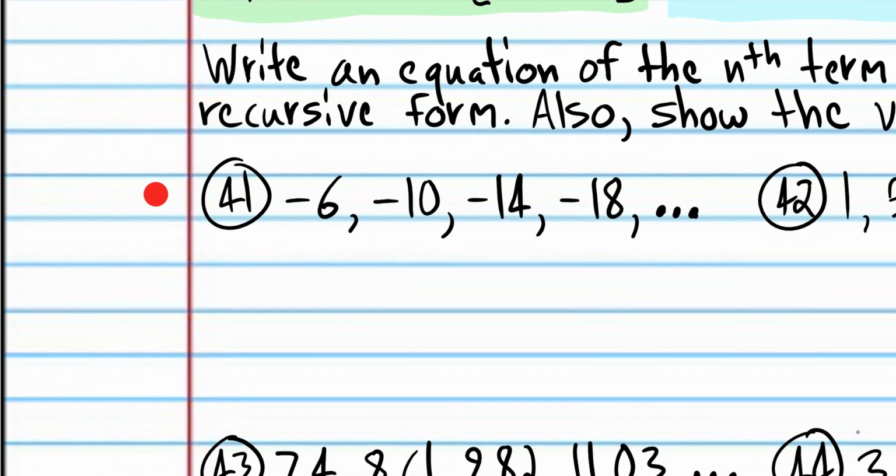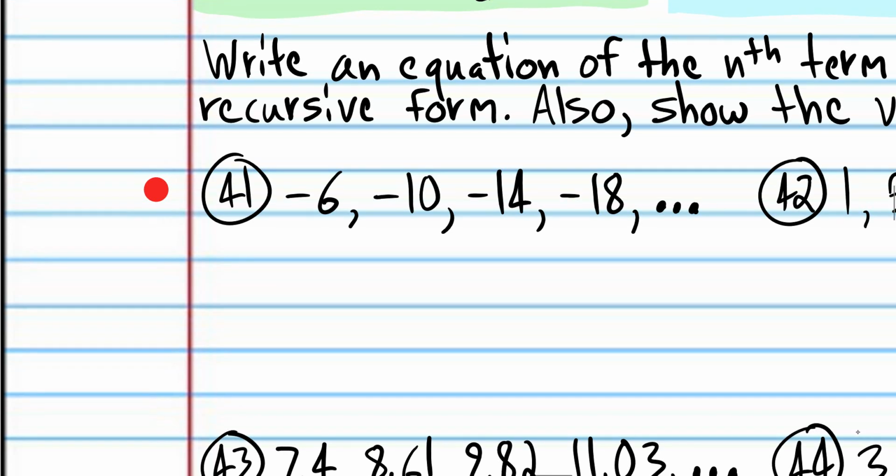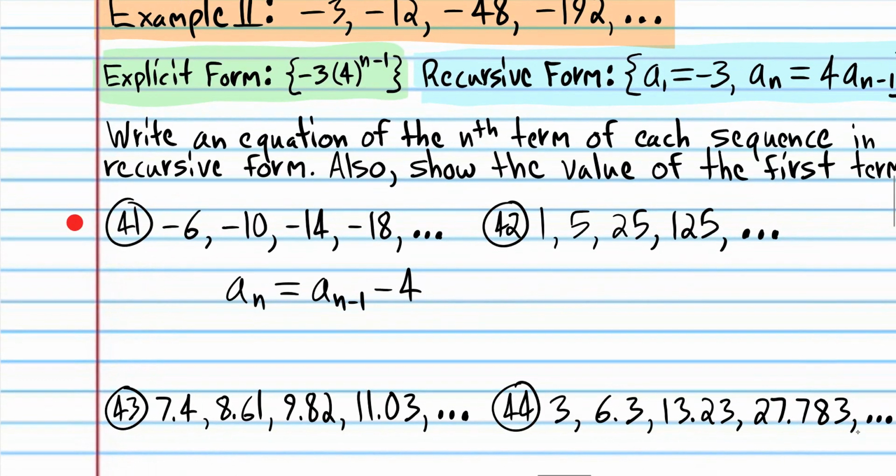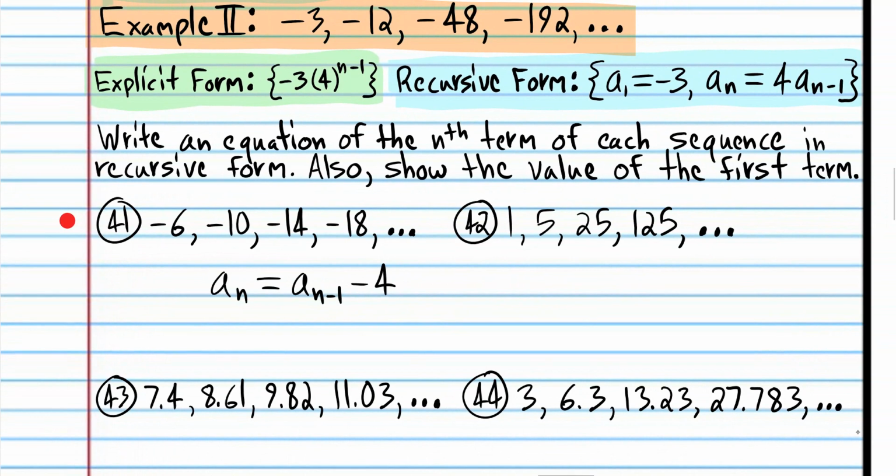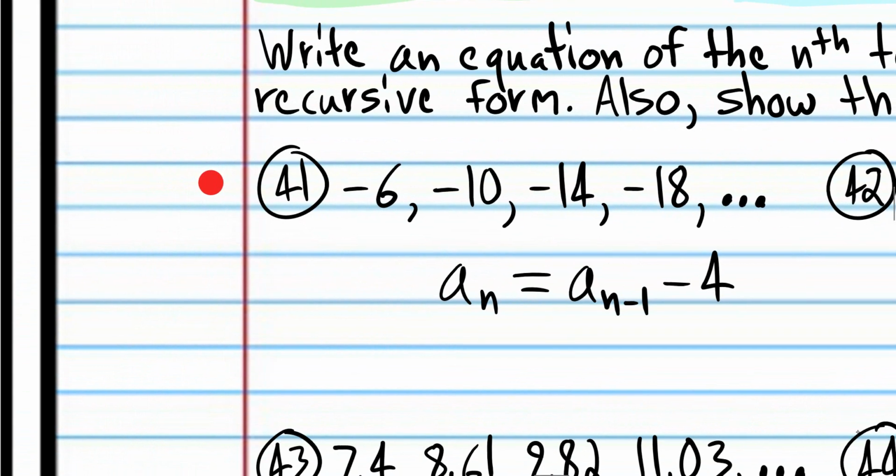So it looks like we're adding -4 each time, or you could say we're subtracting 4. This is actually a sequence that we saw previously. So to find a term in the sequence, you take the previous term and you subtract 4. And that's it. But we need some sort of a reference point. So it says show the value of the first term also. So the first term, a1, is -6.